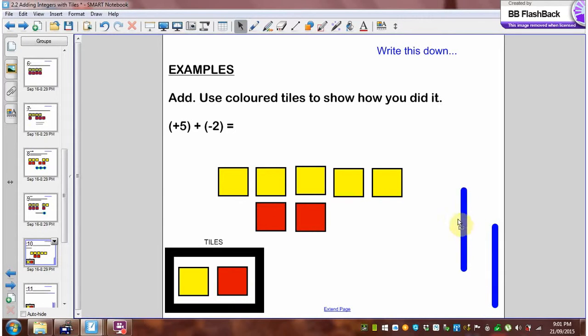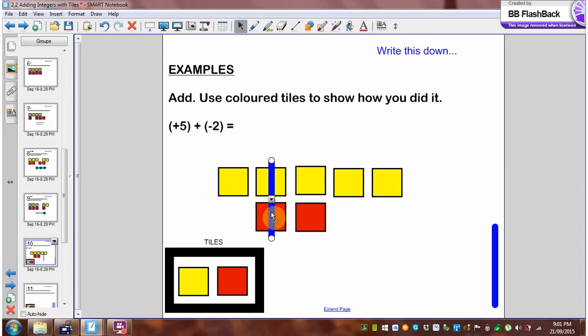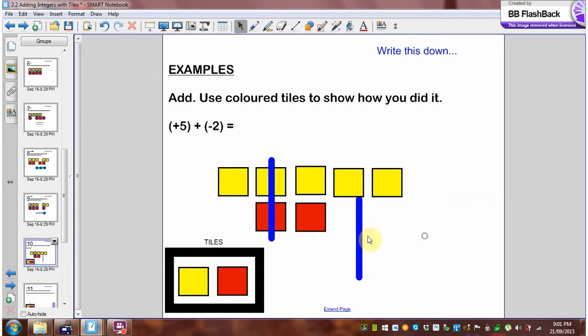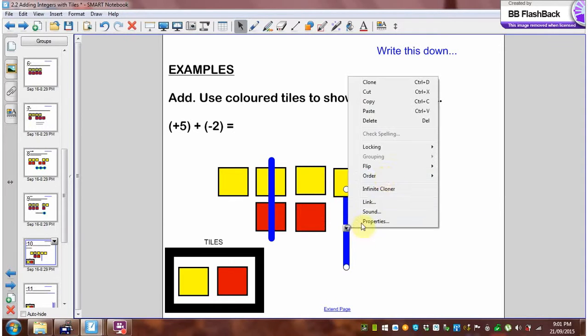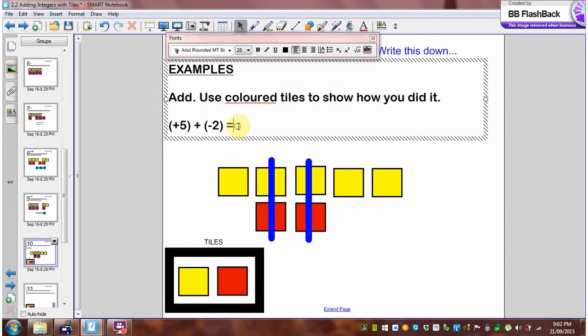Well, I've got my sticks here to cancel. Sorry about that, I'll put that on top, and put this on top just to show. Perfect. Okay, there we go. Sorry about that. So now we have our tiles canceled, and we're left with 1, 2, 3 positive tiles. So our answer here, and you can copy it down in your notes, is positive 3.